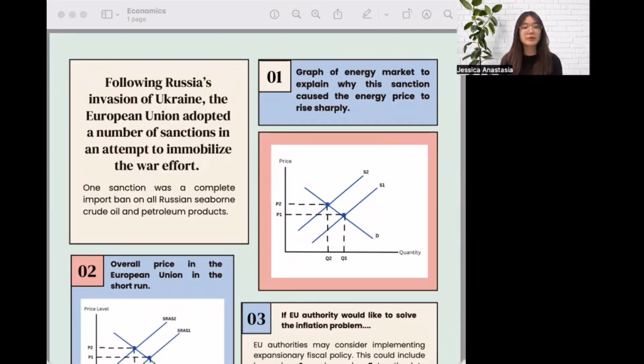So let's move on to another problem. In this problem, following Russia's invasion of Ukraine, the European Union adopted a number of sanctions in an attempt to immobilize the war effort.